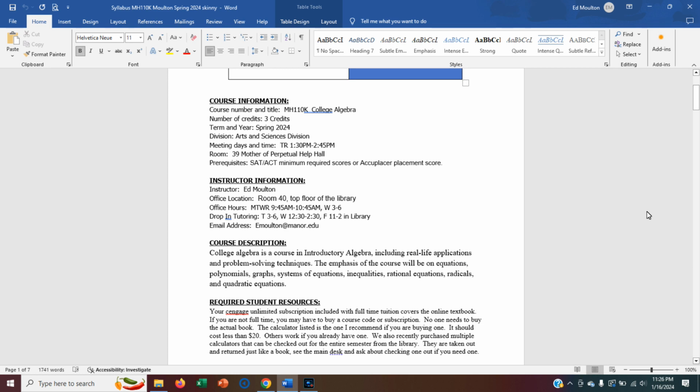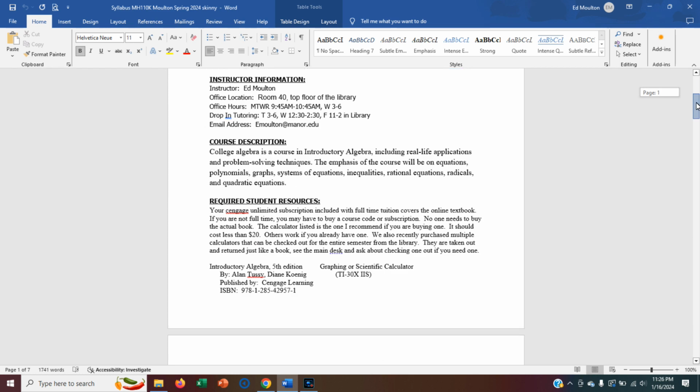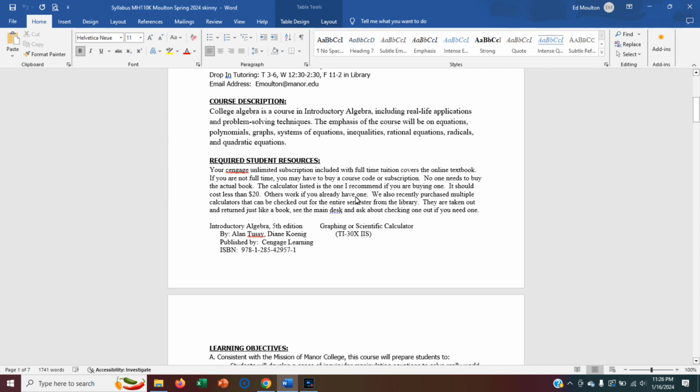As far as your required resources, a calculator is definitely something I'd prefer you to have. I do bring some to class for students to borrow, but ideally, you would either have one you can borrow, or if you need to get a new one, what I recommend is the TI-30X2S. It's the one that I hand out in class. It costs about $12-15 if you get it on Amazon.